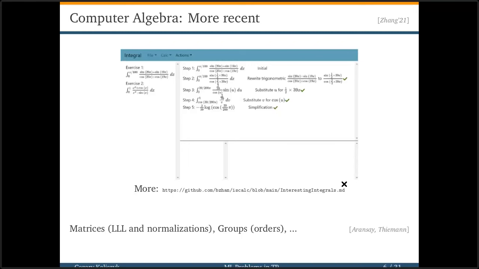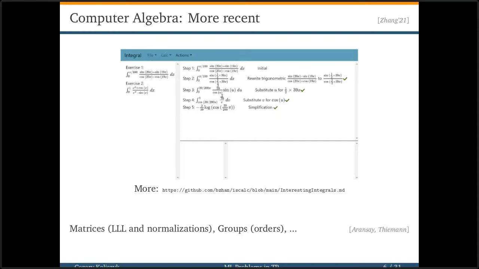And we have a lot of work in other groups with things like matrices, so the LLL algorithm, the Gram-Schmidt normalizations, and things like this. And the group of Jesus Aransay has been essentially trying to formalize parts of the Kenzo computer algebra system. So this means some properties of groups and things in topology. So some things like compute and order, those would be already done in a proof assistant.